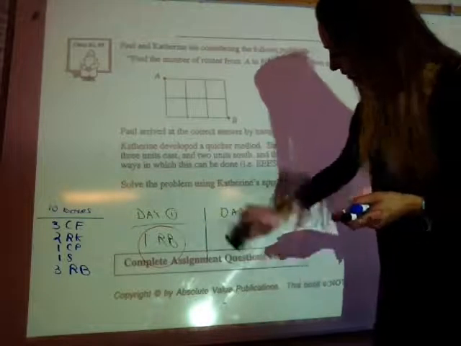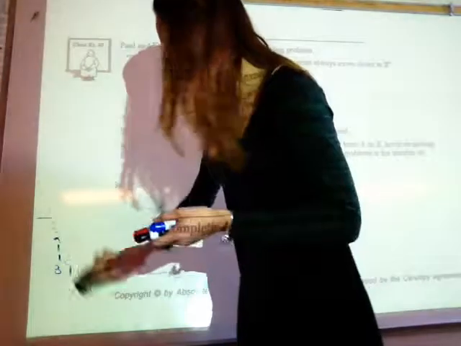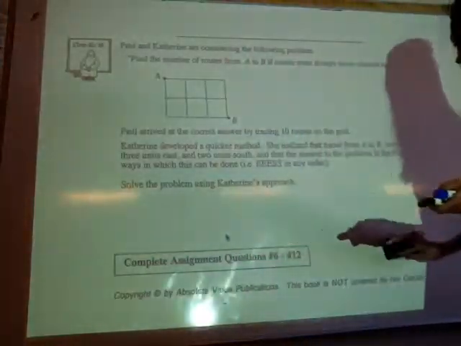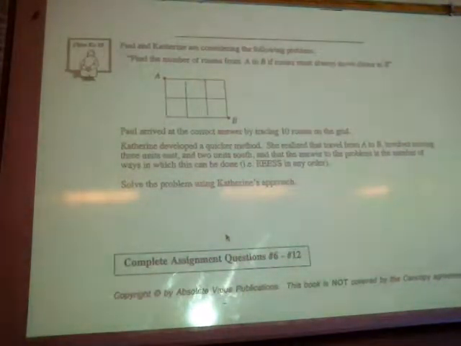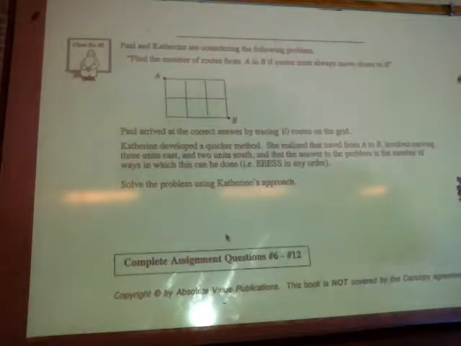So you're likely to travel from A to B in your life, and if you're ever wondering how many routes are possible, you can use factorials or permutations to figure that out. So Paul and Catherine are considering the following problem. Find the number of routes from A to B if routes must always move closer to B. So Paul arrived at the correct answer by tracing 10 routes.